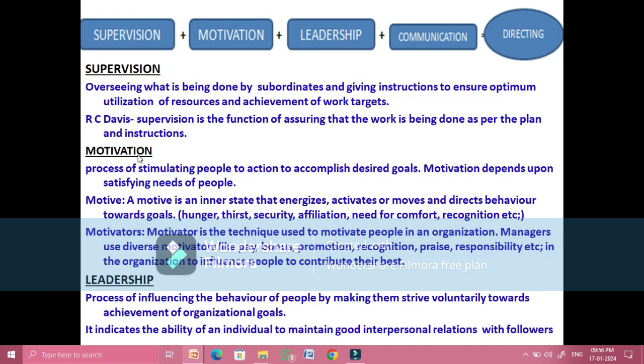Coming to motivation, what does motivation mean? Motivation is one of the key elements of directing. Issuing orders to subordinates by the supervisor doesn't guarantee that they will be followed exactly as the superior asked of the subordinate. So for getting the desired outcome, the employees need to be motivated by the managers. Whenever subordinates are motivated by the managers, this leads to the task being completed efficiently.